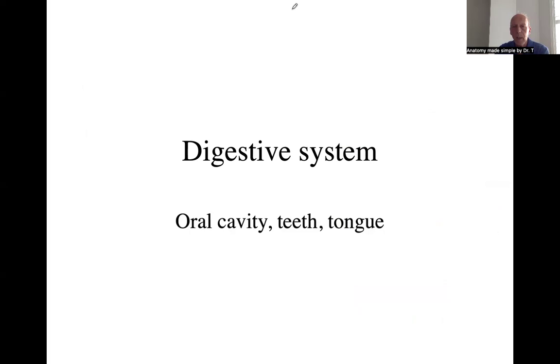At this point, I'm just going to stop here because the next section is going to be a little bit more about the oral cavity, about teeth, about tongue. And I believe that for now, this is going to be long enough to make it one post on my channel for you to see it.